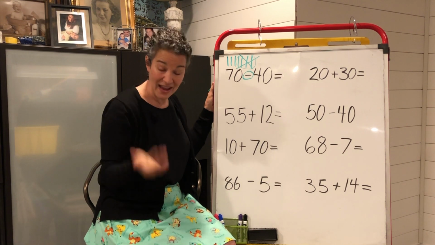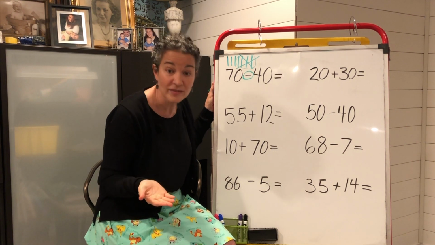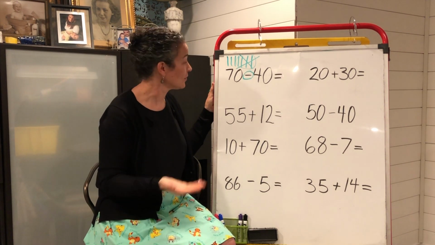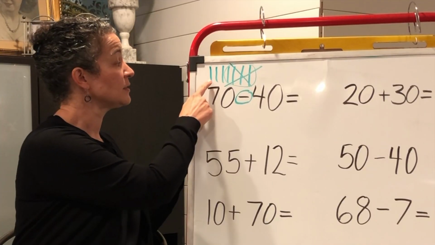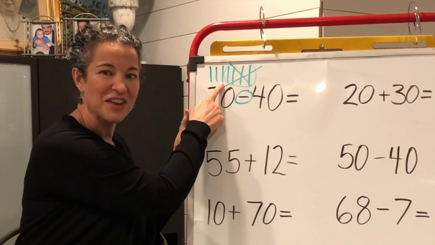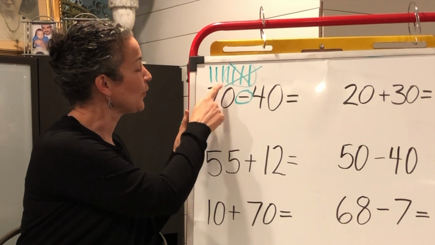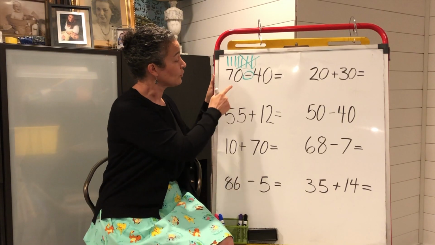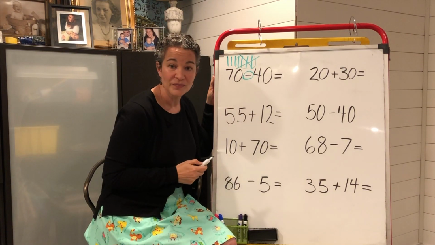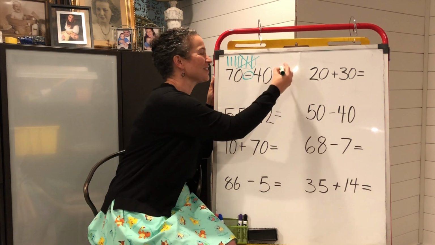You remember, the answer to a subtraction problem is called what? Yes, it's called the difference. So here we go. Ready? 10, 20, 30. Let's count it again. 10, 20, 30. All right, my friends. So 70 minus 40 equals what? You are so smart. Yes, it equals 30.